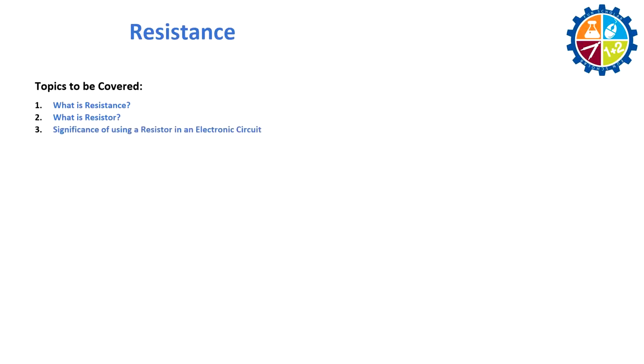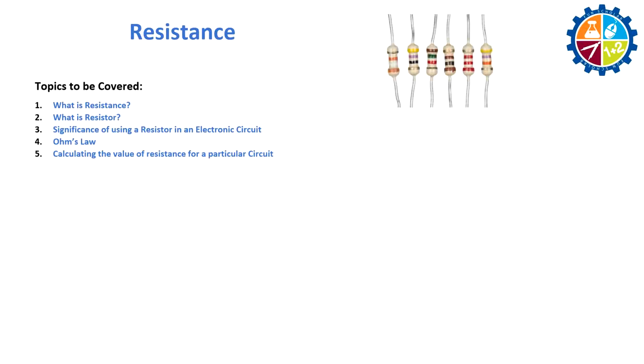So in today's session, we'll be covering resistance. We'll be discussing what is resistance, then what is a resistor, then what's the significance of using a resistor in an electronic circuit, and then what is Ohm's law, and then how to calculate the value of resistance for a particular circuit. So let's get started.